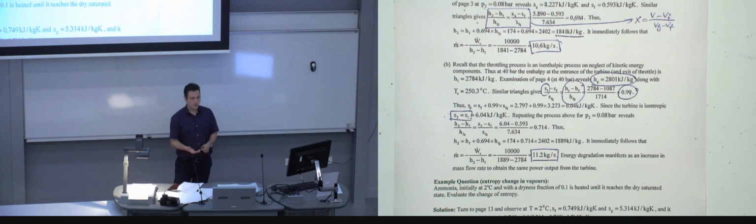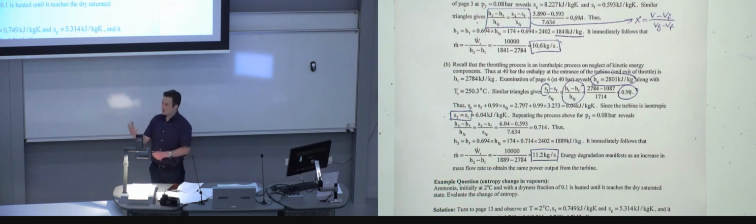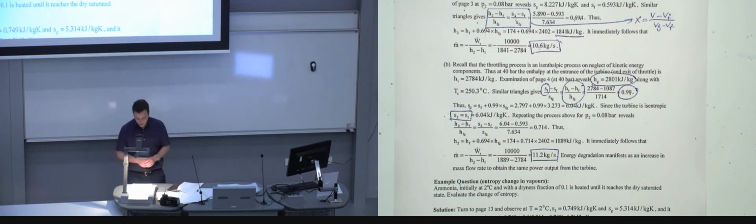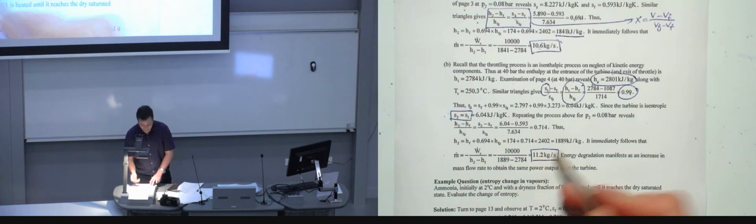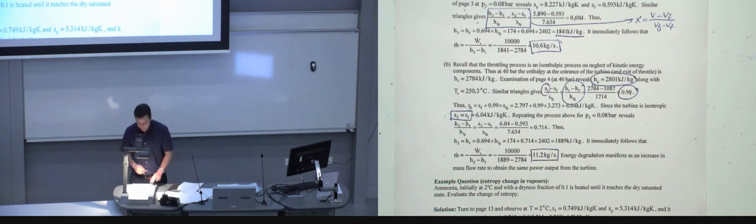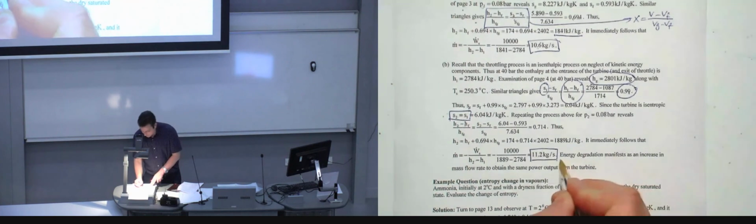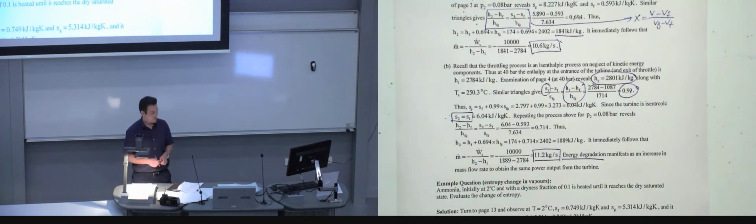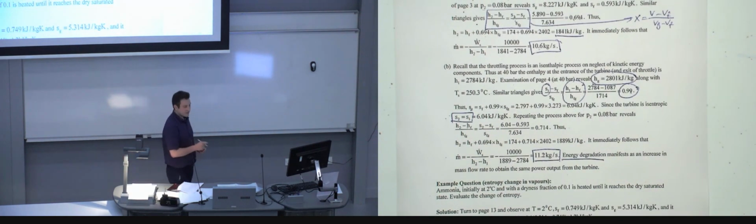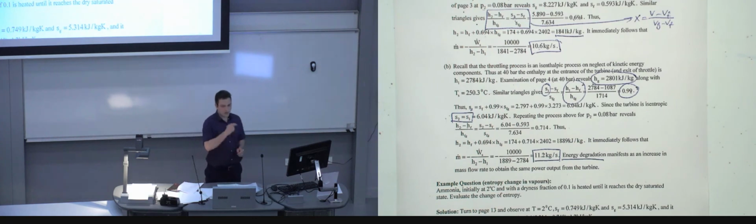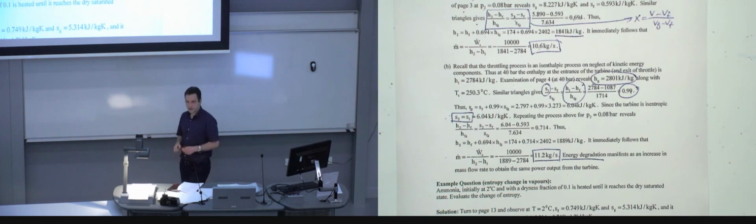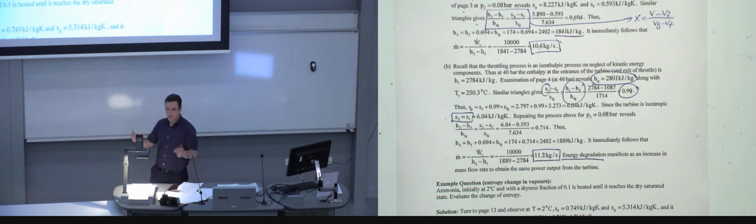So, by introducing this throttle in your system, you had to increase the mass flow rate to maintain the same amount of power. Therefore, the energy degradation which I talked about manifests itself, in this case, as the increase of the mass flow rate, or the amount of energy that you provide to the system. And this is exactly what we mean by energy degradation.